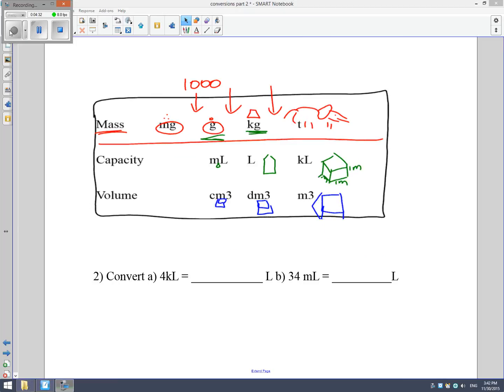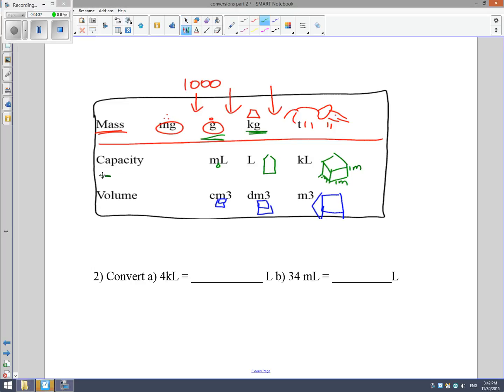Okay, so hopefully the board is a little bit better. Now the next question had you convert all units of capacity. So we're going to go from kiloliters to liters in this first question. And kiloliters are this big, large container right here. And we are going to see how many of these smaller 1 liter containers will go in it. Again, we know that the number is 1,000, that is between there and there.